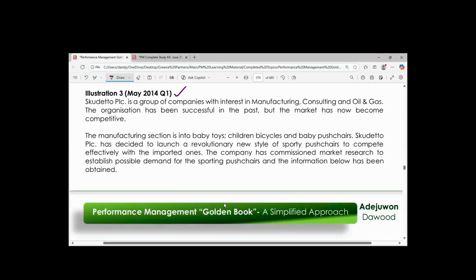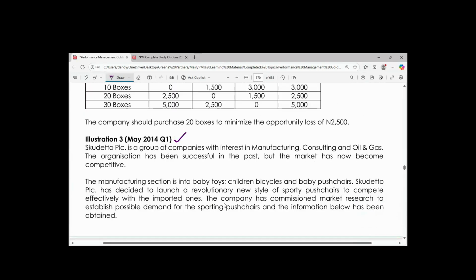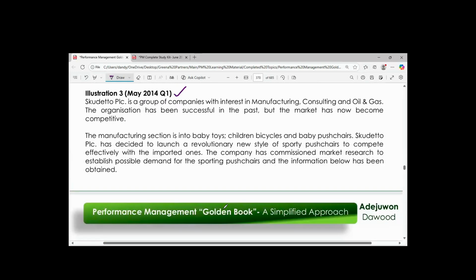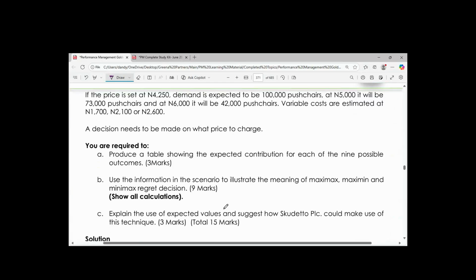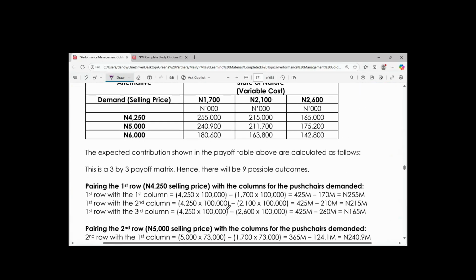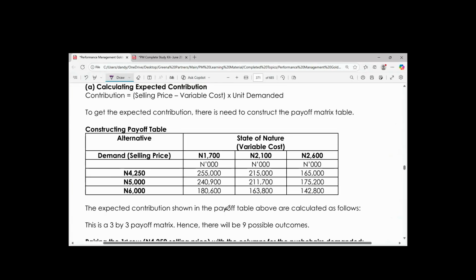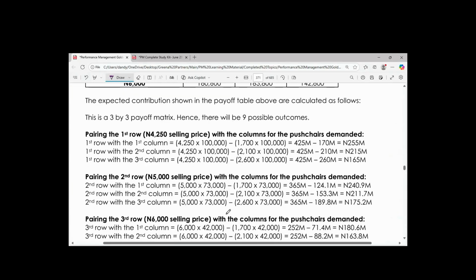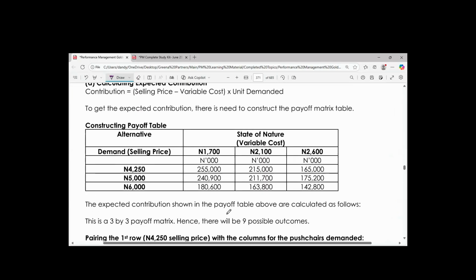Scudetto, if you have the golden book, or you go to ICAN Pathfinder question and answer, May 2024. So go and try that. A very interesting question for that matter. This one is similar to the one we just solved under Panorama.